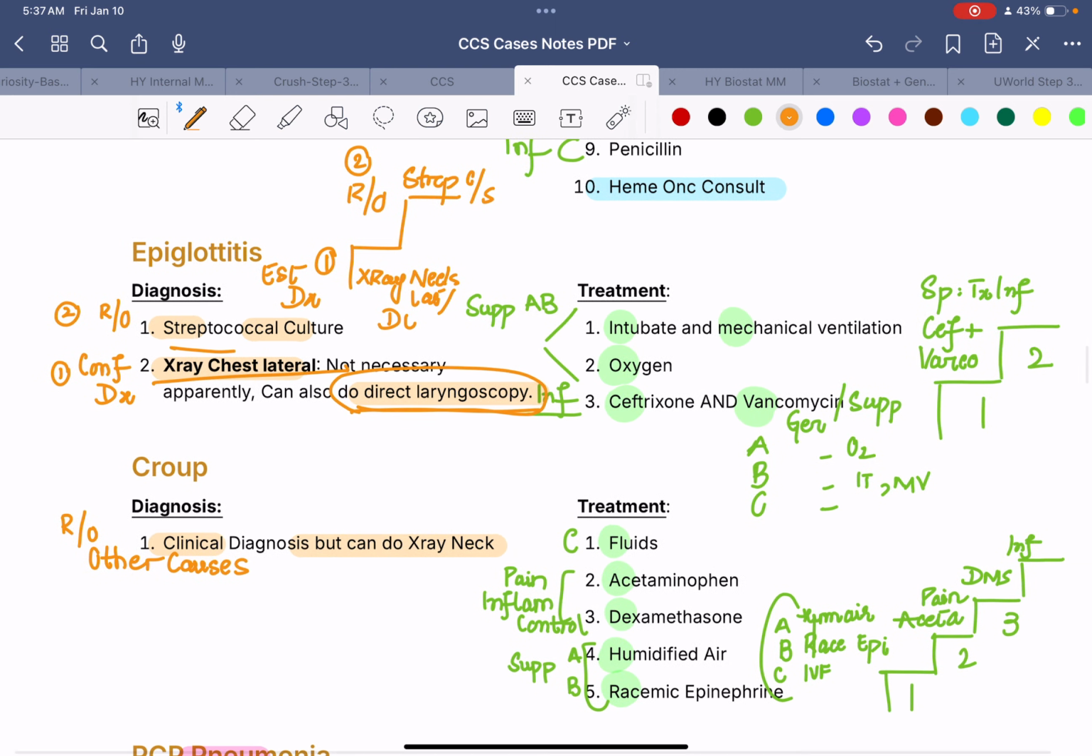Then for the treatment, again the treatment is the same. Do some general supportive measures and do a specific treatment. You know that epiglottitis is specifically caused by bacteria, therefore you'll have to give specific antibiotics for the infection. And for general or supportive treatment, it's the same. You're going to give him oxygen, intubate and mechanically ventilate, since an acutely inflamed epiglottis can actually block the airway and cause the death of the patient. And for the specific treatment of infection, give him ceftriaxone and vancomycin, and they are going to give you very good gram positive, as well as MRSA, as well as gram negative coverage.